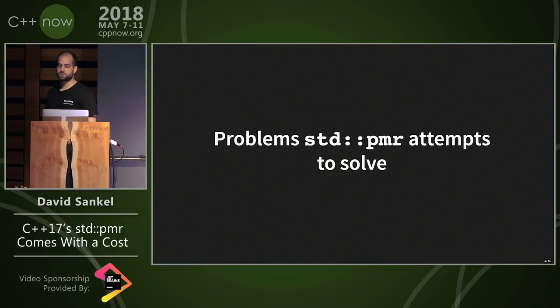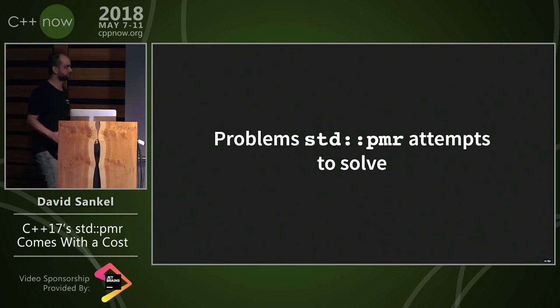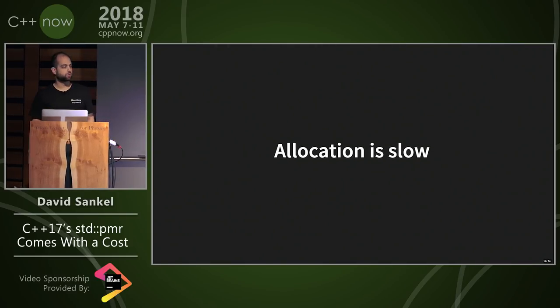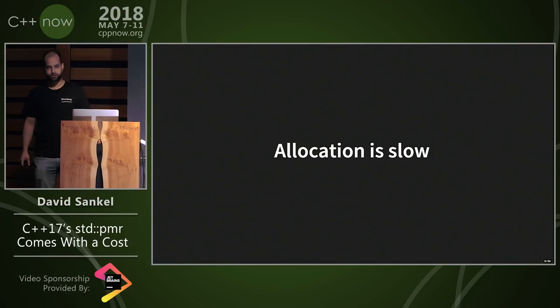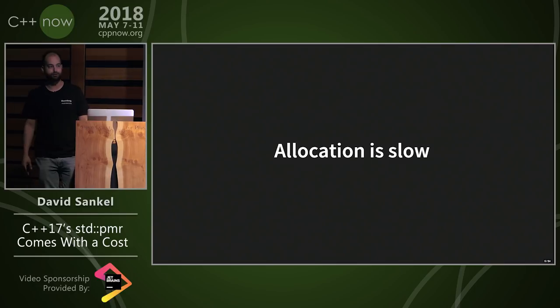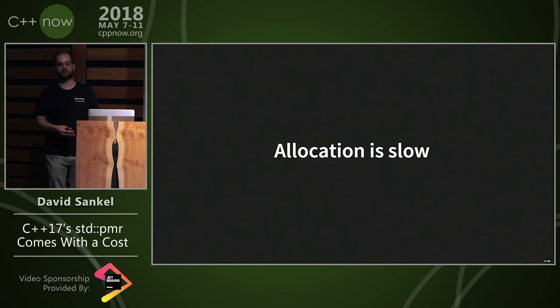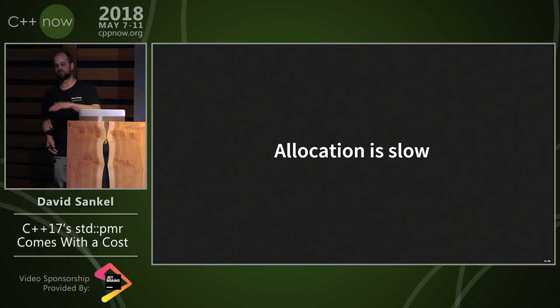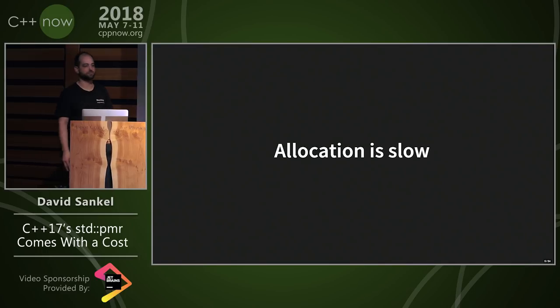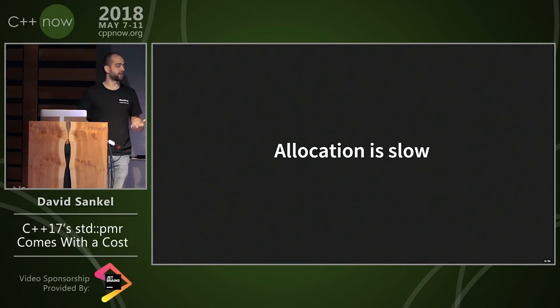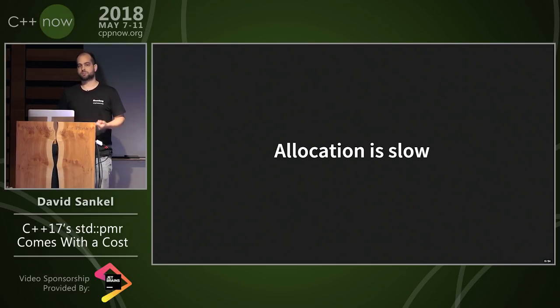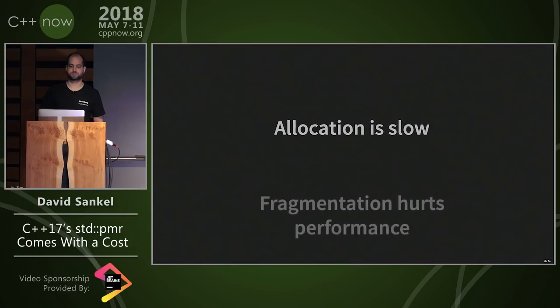So, the first thing we're going to discuss is the problems that std PMR attempts to solve. The first one is that allocation is slow. If you've ever run a performance analyzer on a program, trying to figure out what the hotspots are and clean it up, probably the most frequent thing that you see, at least the first time, is all of your time being spent in allocation. There could be a std vector being created in an inner loop, something along these lines. Usually the way to solve this problem is just move the thing out of the inner loop and reuse data rather than reallocate every single time. But generally, allocation is slow, and we really care a lot about performance. So std PMR tries to address these performance issues.